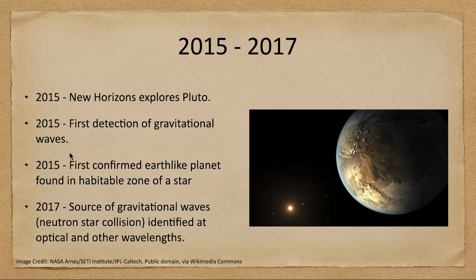Again in 2015, the first confirmed Earth-like planet found to exist in the habitable zone of a star. So finding more planets that may be habitable. Existing in a habitable zone doesn't mean it is habitable, simply that it's going to be at the right distance for liquid water to be able to be present on the surface.